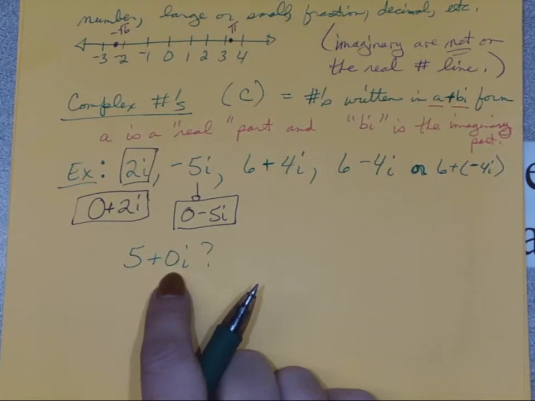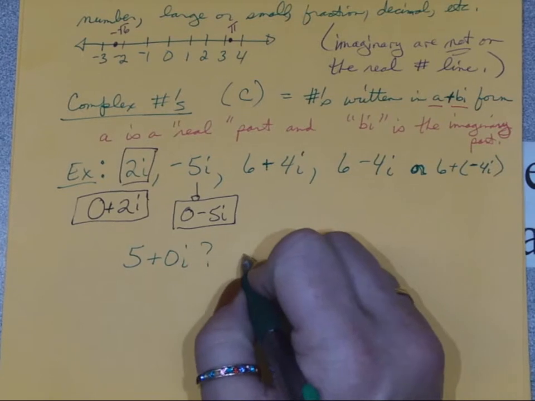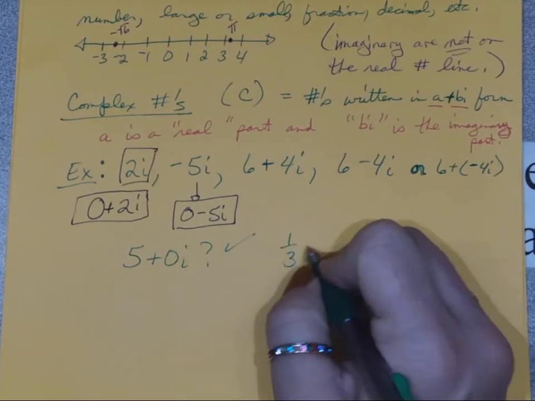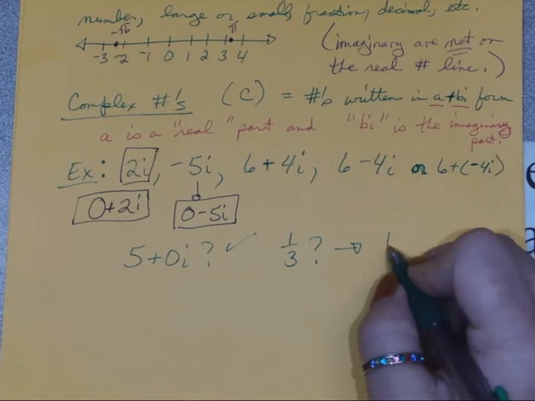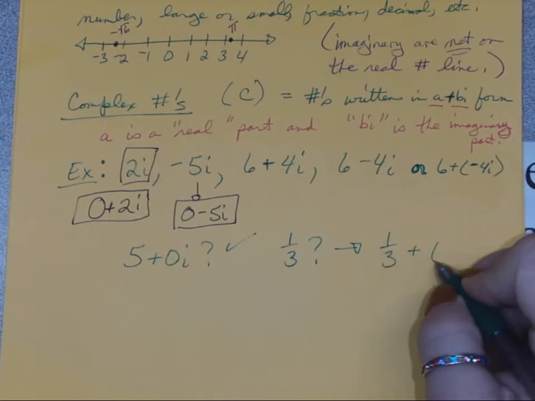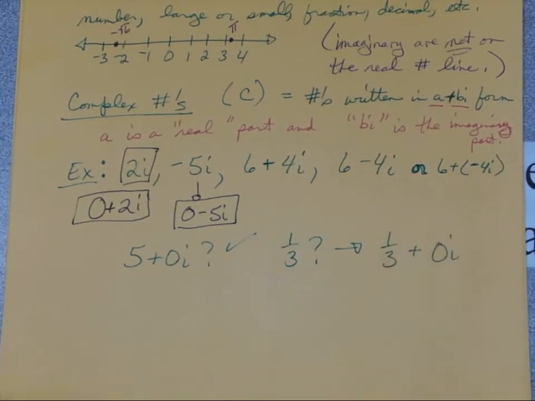Okay. What about 1/3? Well, 1/3 would be what? 1/3 plus 0i. Or you could say minus 0i. That would work too. It wouldn't matter because 0 is neither positive nor negative, so it doesn't matter if we put a plus or a minus there. Okay, so that could work out. 1/3 plus 0i. And now what? We don't care about that either, do we?